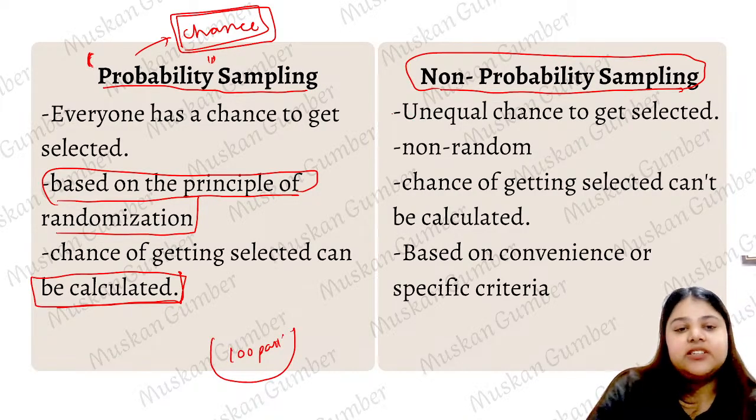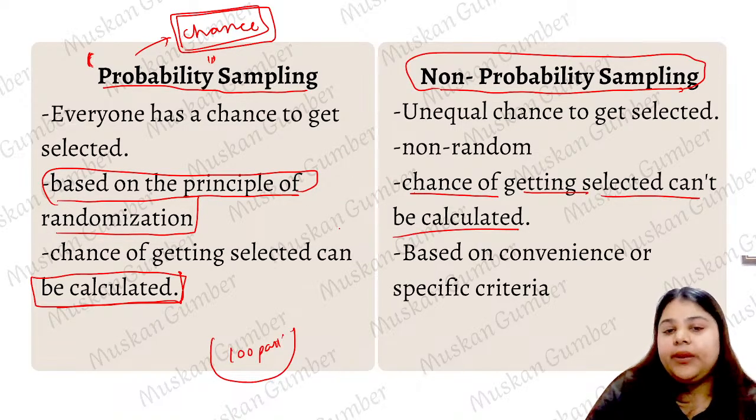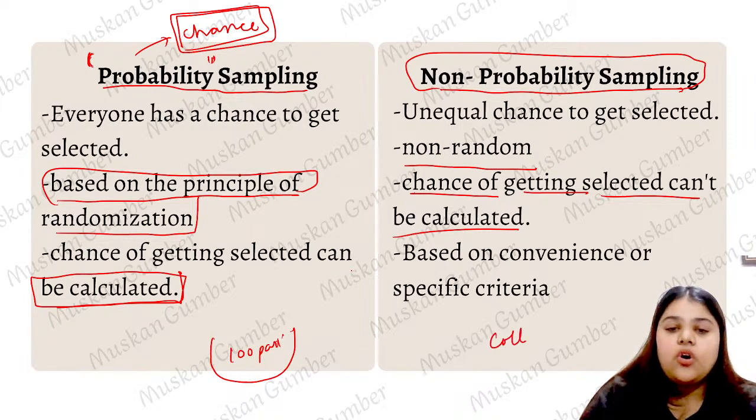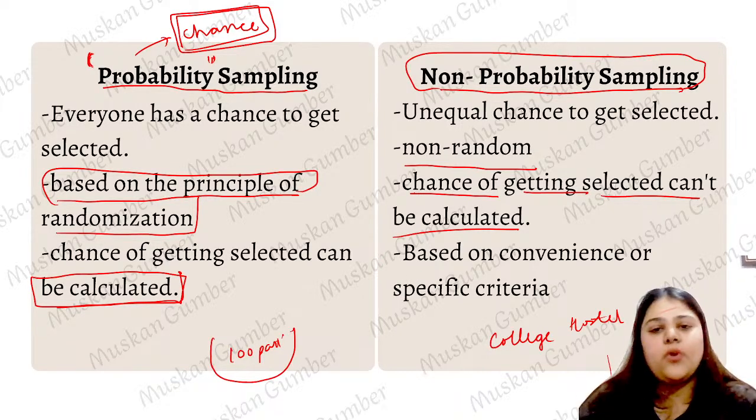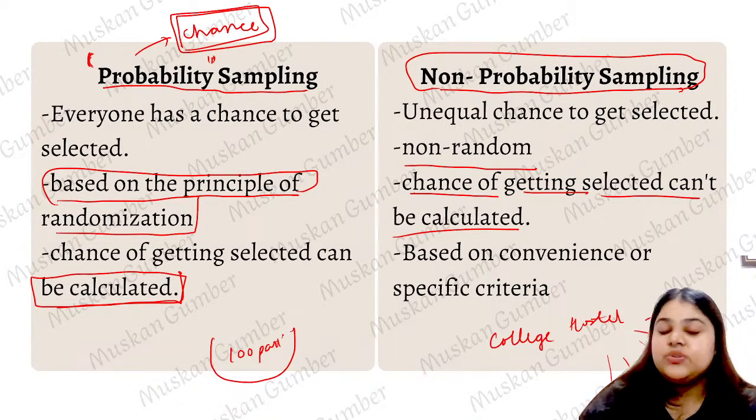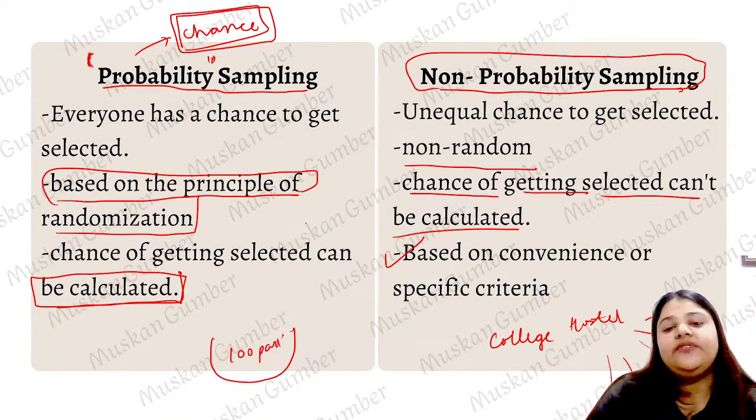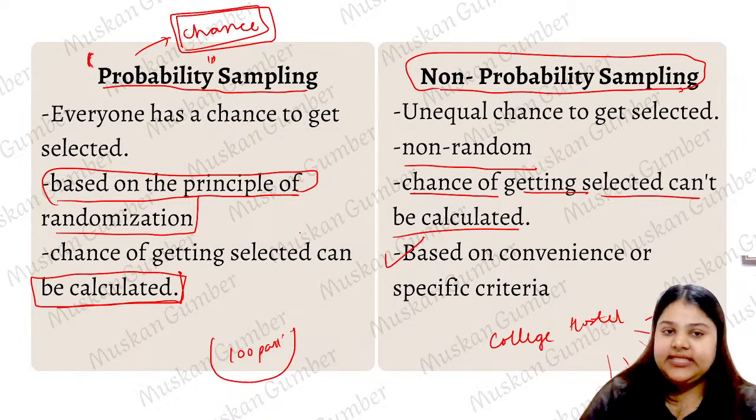Moving ahead to non-probability sampling. First of all, the chances of getting selected we will not be able to calculate. It will be based on non-randomization. For example, if you are a college student and you stay in a hostel, whoever lived near your hostel room, you collected data from all of them. That data is not random, and everybody did not have a chance to get selected. Only those who stayed near you had the chance. So this kind of sampling is majorly based on convenience or a specific criteria, etc.